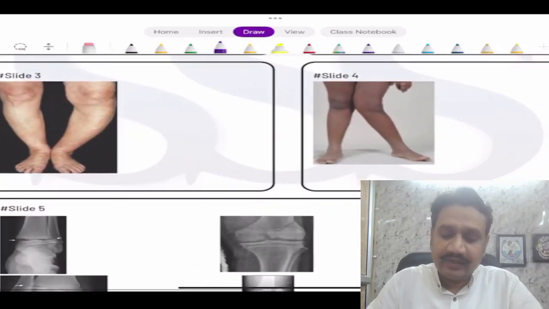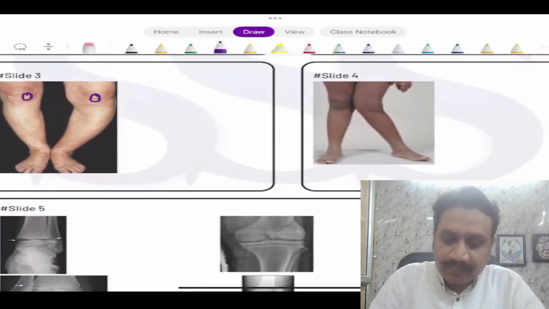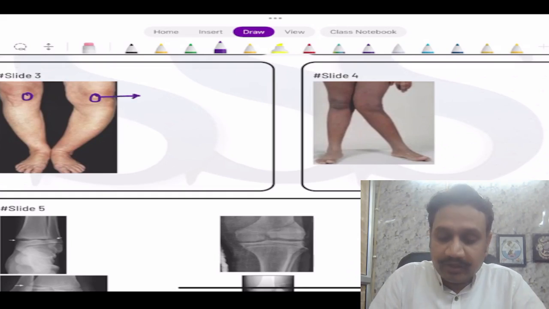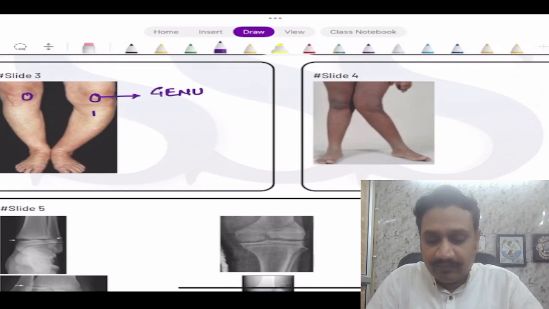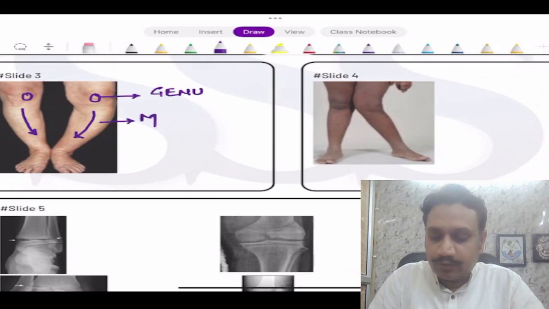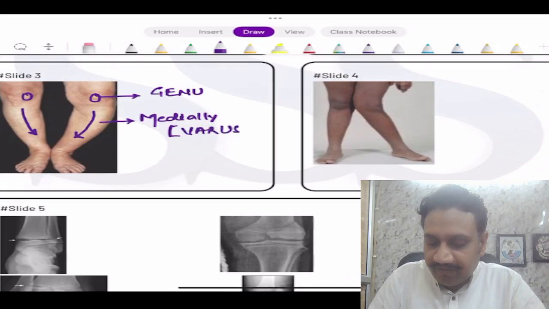The third image we have. The joint involved here is which one? The joint involved is the knee, and the word to be used for knee is genu. And the part of the limb distal to the joint is going medially, right? When it goes medially, what do you call it? It is called varus.